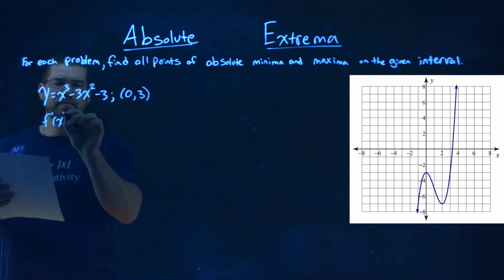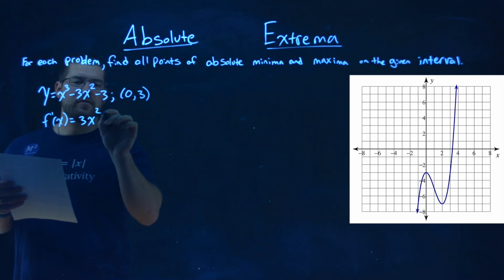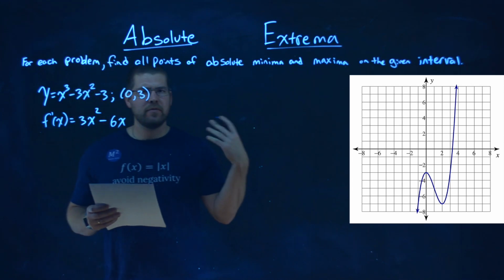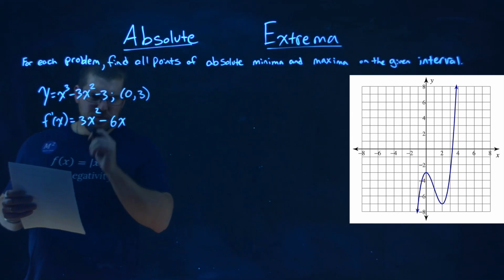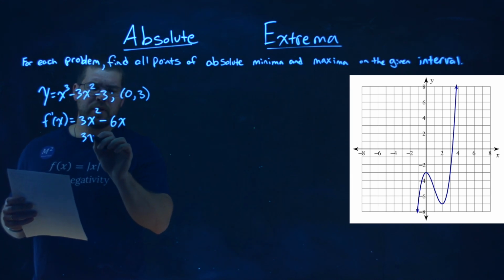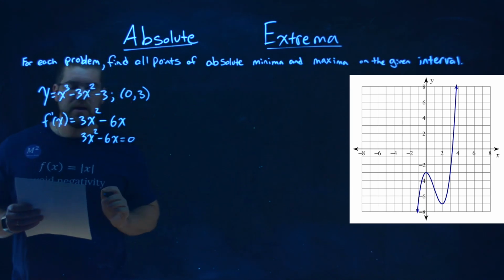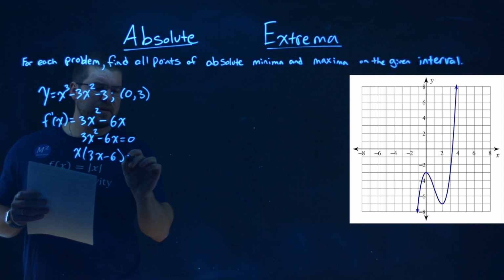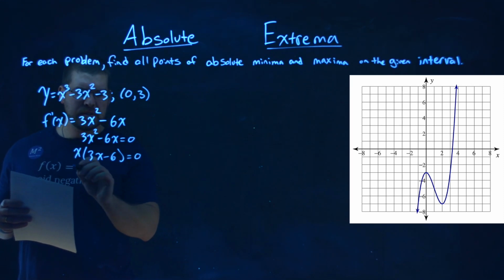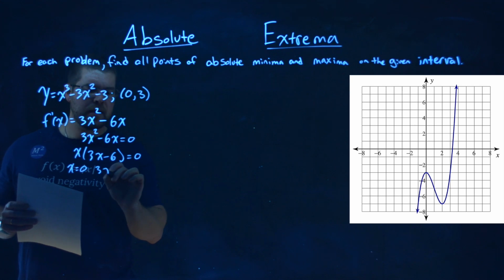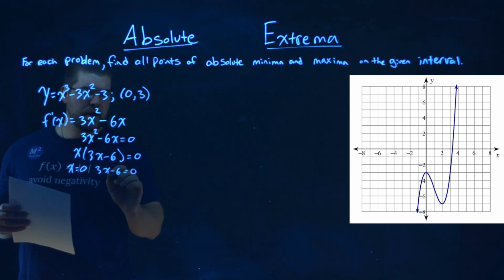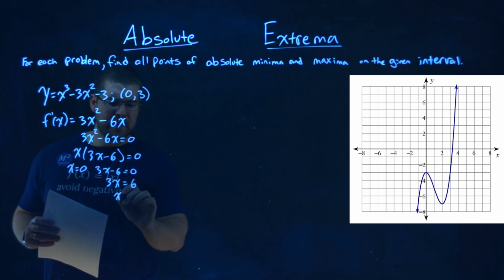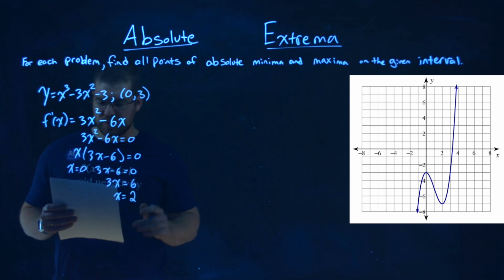F prime of x here is equal to, power rule, 3 comes down, x squared. Minus 2 times 3 is the 6, x to the 1st power, and the derivative of -3 is a 0. Excuse me, we take this derivative and we set it equal to 0. 3x squared minus 6x equals 0, and we're solving for x here. I pull out an x, and I have 3x minus 6 equals 0 here. We set both parts individually equal to 0. X equals 0, and 3x minus 6 equals 0. Solving for x, add a 6 to both sides. 3x equals 6. Divide both sides by 3, and x equals 6 divided by 3, which is a 2.